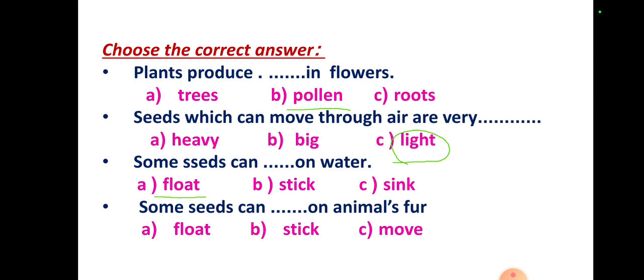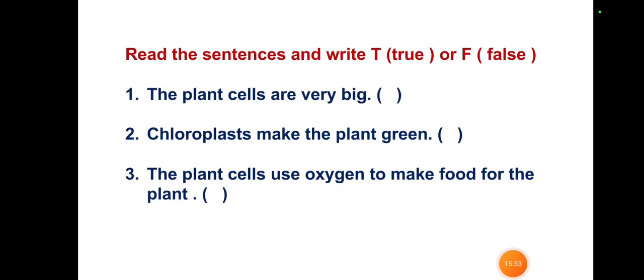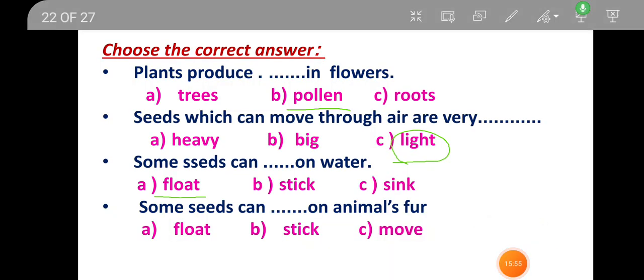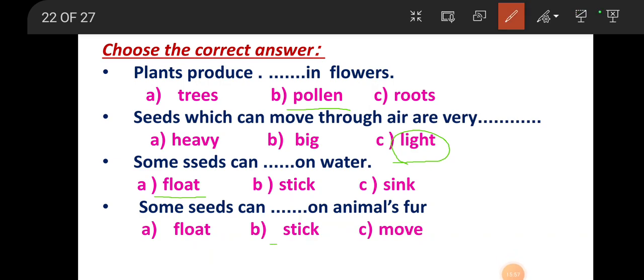And here we have another sentence. Some seeds can float on animals' fur or stick on animals' fur or move on animals' fur. Think, can you find the answer? Of course, it's B. Some seeds can stick on animals' fur.